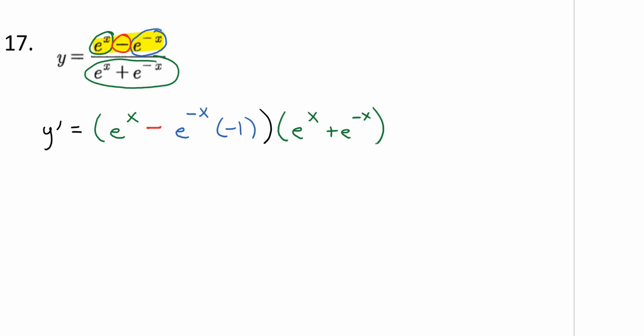Now I want to simplify this just a bit before I move on. You'll notice that there's a minus sign here and a minus sign there. If I multiply those together, that should be a plus, right? So that should be a plus, and then I can just get rid of all that.